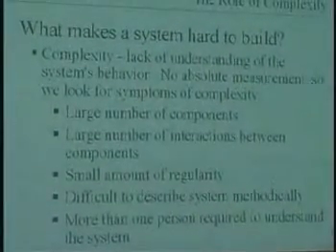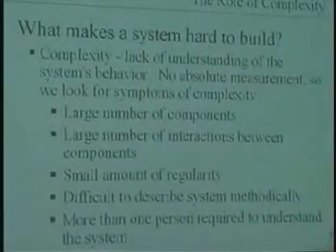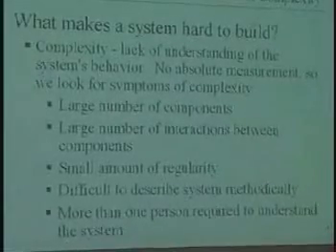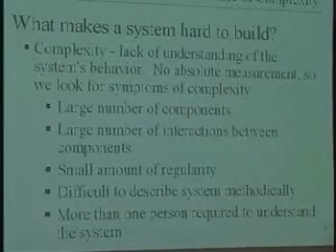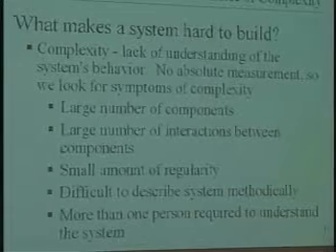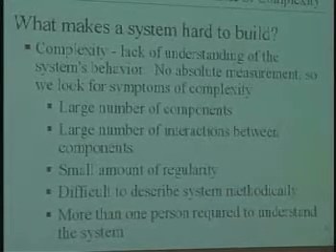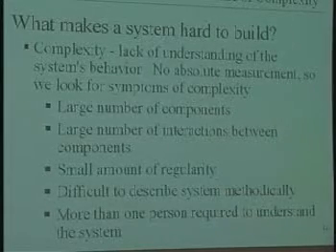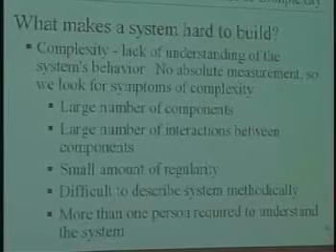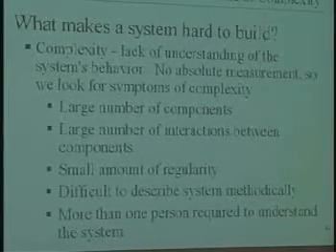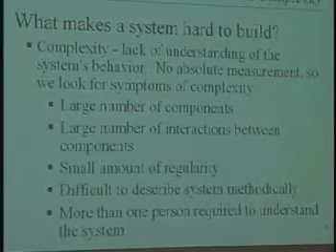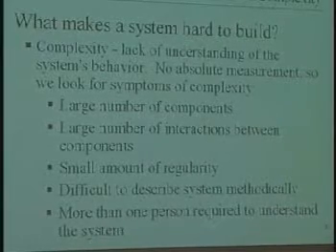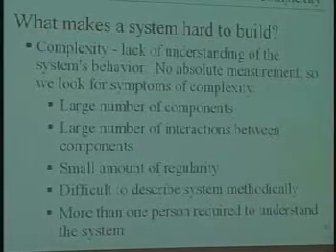So, what makes a system hard to build? Well, in general, it's complexity. And complexity, again I'm borrowing from the Salter book, is lack of understanding of the system's behavior. And the problem when someone says complexity is, it doesn't mean the same thing here as it did in your last course. Okay, here there's no real absolute way to measure it.